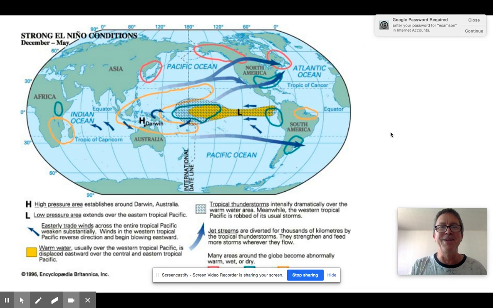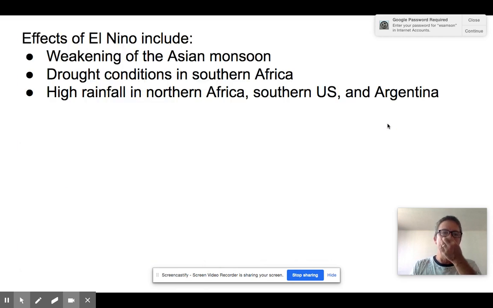I'm going to skip this one because it's just showing where you get weird weather, right? So if you look at this, you get warmer winters here. You get droughts in certain places. You get floods in other places. So the effects of an El Nino: you get a weakening of the Asian monsoon.